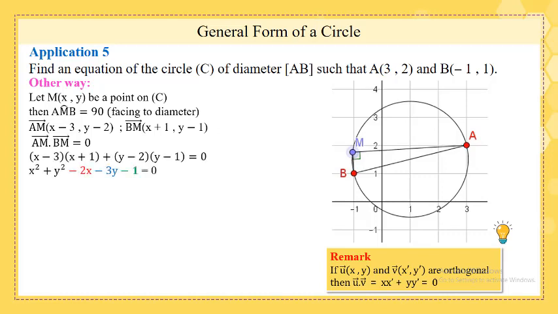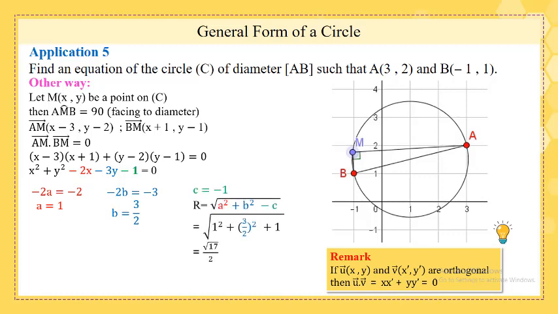And upon expanding, this equation will give us the general form of a circle. In this case, a will be equal to 1, b will be equal to 3 over 2, and c will be equal to minus 1. R will be equal to radical 17 over 2. Thus, the equation of C is as follows.